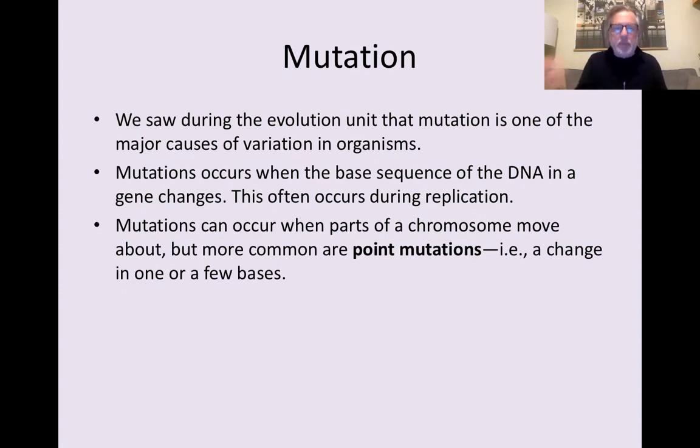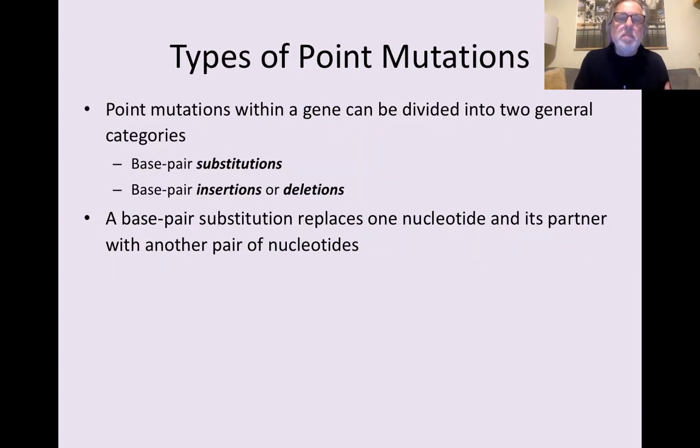Mutations can occur when parts of a chromosome move from one to another, or when a piece of a chromosome gets duplicated, but much more common are what are called point mutations, and point mutations are simply a change in one or a few bases in the chromosome. There are basically two types of point mutations, what are called substitutions or insertions and deletions. We're going to look at each one of these individually.